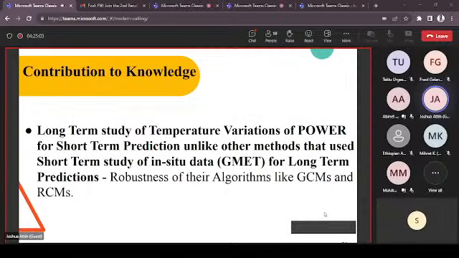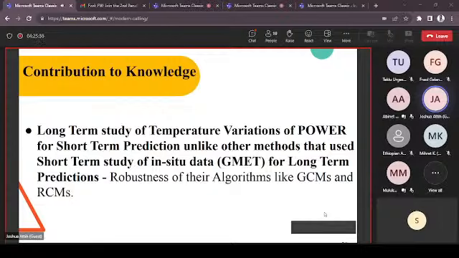And so our contribution to knowledge is that the long-term study of temperature variations from POWER for short-term predictions was done, unlike other methods that use short-term prediction of in-situ data, like the Ghana Meteorological Agency, for long-term predictions. And we believe they are able to do this within the long term using short-term study because they have huge data. Unlike us, we used 14,975 data points for 30 climatic variables to train just one single temperature variable.